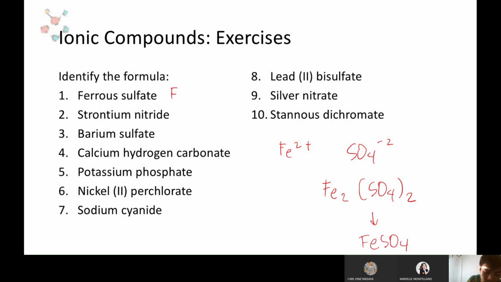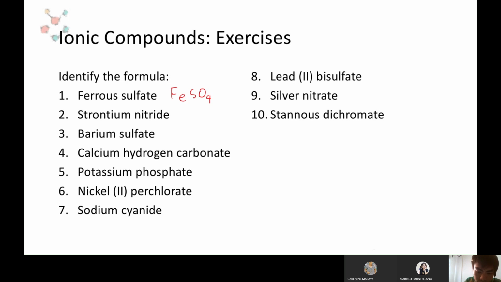But again, pag parehas yung subscripts, pwede natin yan i-simplify as FeSO4. Ito yung nasa iniinom na supplement, no? Especially sa mga anemic. FeSO4. So, yan yung better. Yan yung final version niya. Okay? So, tama naman kayo, eh. Strontium nitride. Strontium, Sr. Since group 2 ang Sr, strontium, positive 2 yung charge niya.